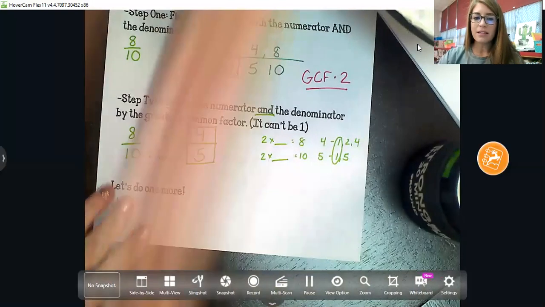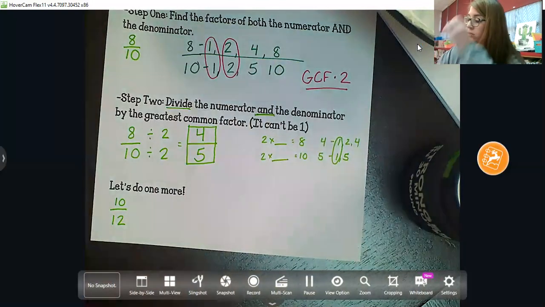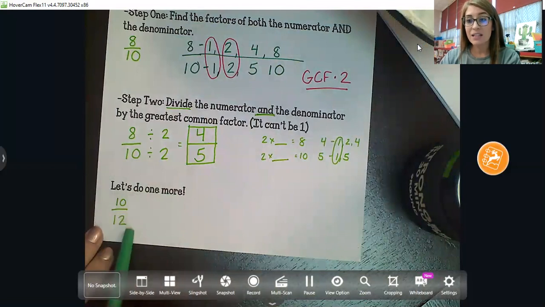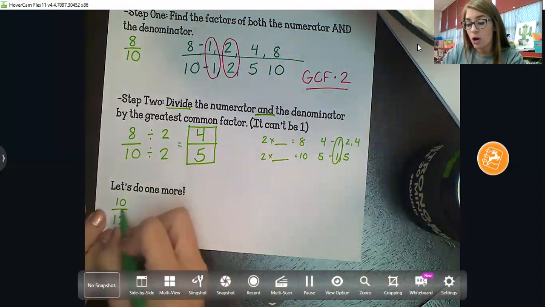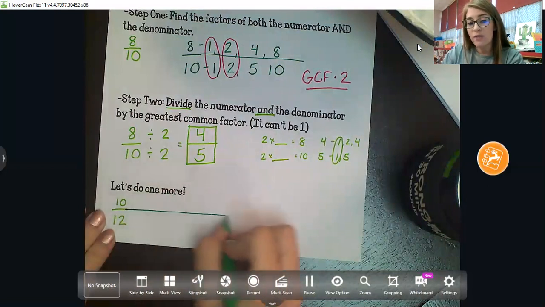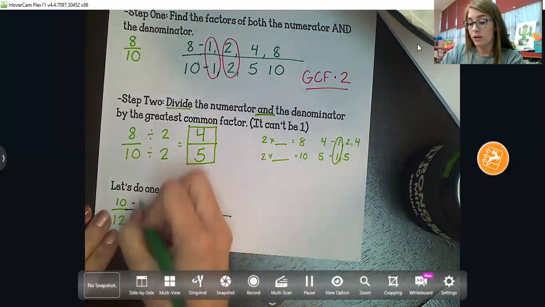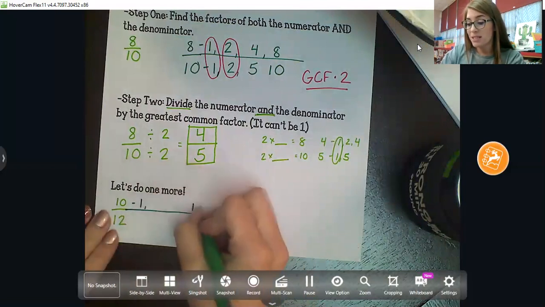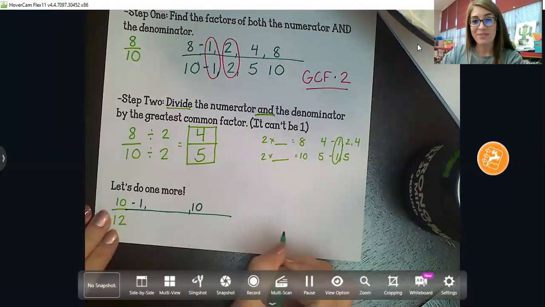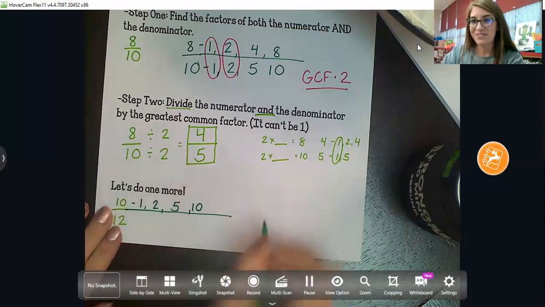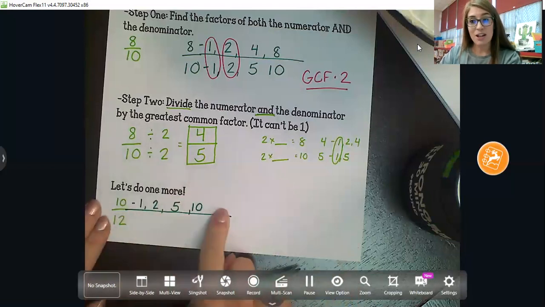One more. Let's look at 10/12. So remember, the first thing we're going to do is list out the factors of both the numerator and the denominator, okay? So let's go ahead and list our factors out. For 10, we've got what? Very good. 1 times 10. And then what else do we have? Very good. 2 times 5. Great job. Okay, so there's all of our factors of 10.